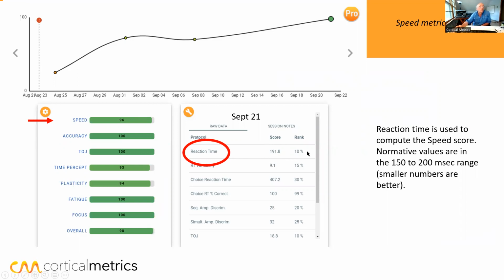This 191 puts you in the 10% rank of everyone that's tested on the Brain Gauge. That number is around 25,000 right now, so it gives you an idea about where that puts people. And if you go to the literature, you'll see lots of different numbers for what reaction time should be, and we'll get into that in a minute. But the quick answer is reaction time.